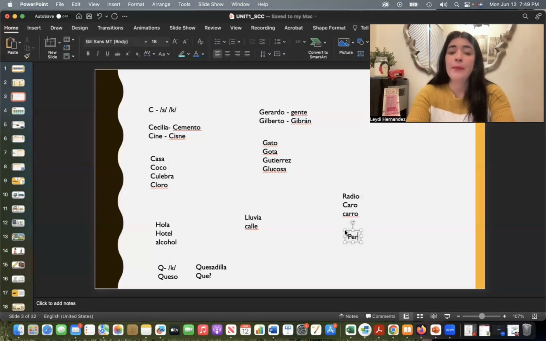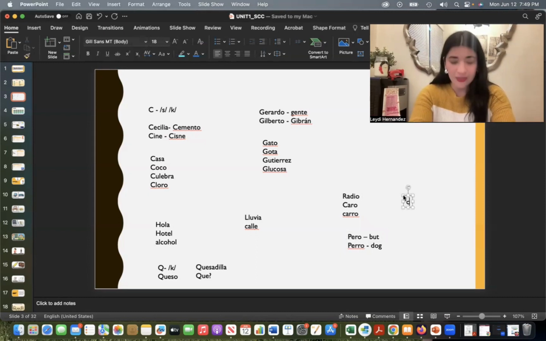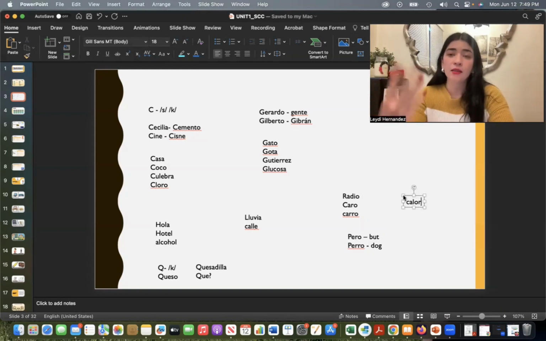It's pero, which is but. Perro, which is dog, we need to roll the R. Perro. Let's think of another example. If it is at the end, like calor, it is also strong. Calor, which is hot.